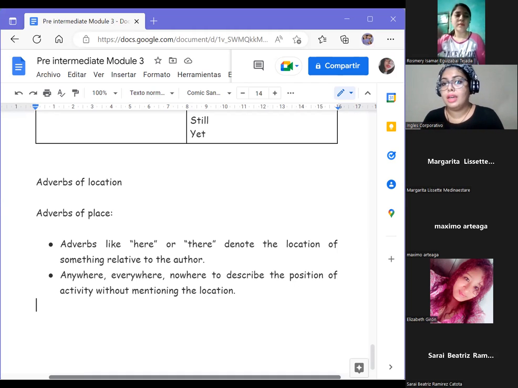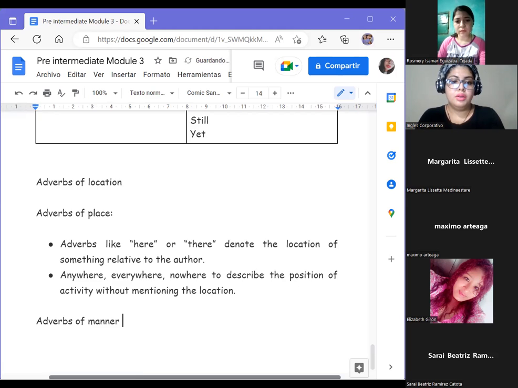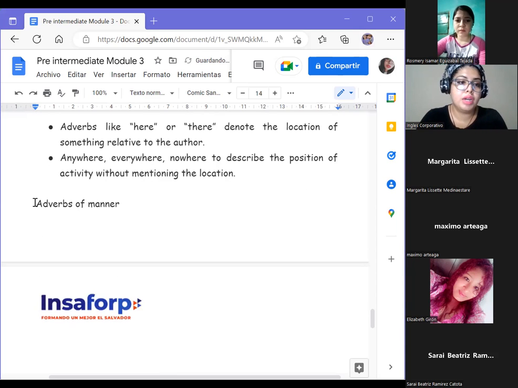Now, we are going to talk about the adverbs of manner. We are going to see the endings of this type of adverb. And then we are going to see adverbs of frequency. And after that, we are going to see the uses of the adverb. So we are going to see what the adverbs of manner are. We have here adverbs of manner. I will move to the next page.